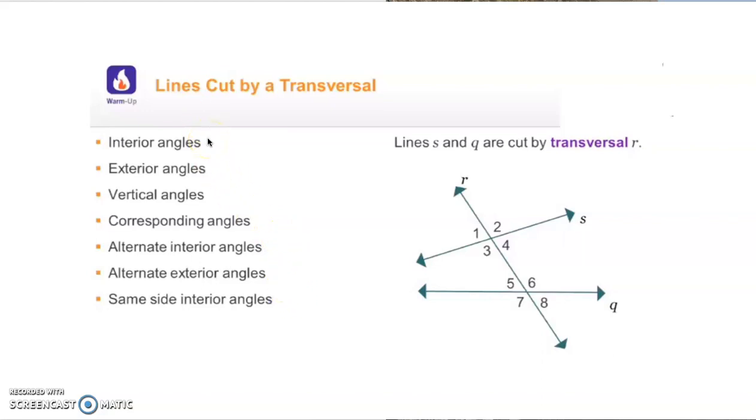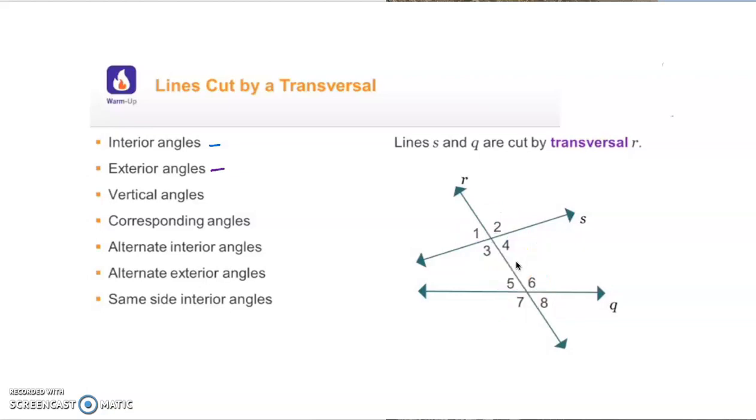Interior angles are between the two lines that are being cut. So interior angles are all of these in this section right here. Those are all interior angles. Exterior angles would then be all the ones on the outside, not between the two lines. So these are exterior angles and these are exterior angles. That's interior angles and exterior angles, just in general.